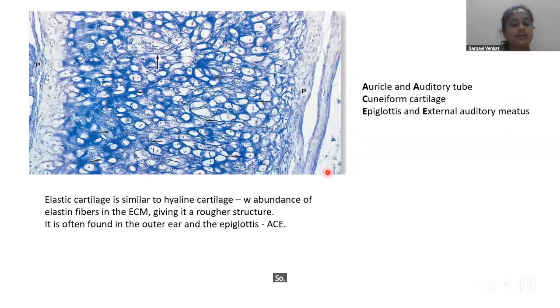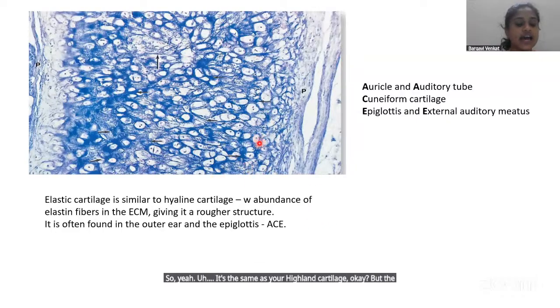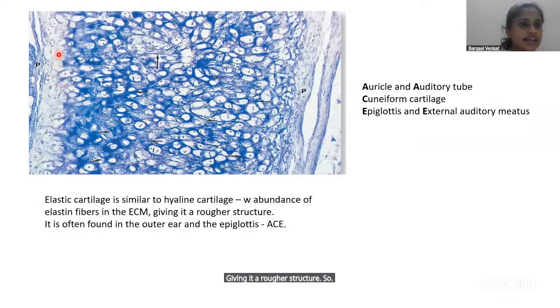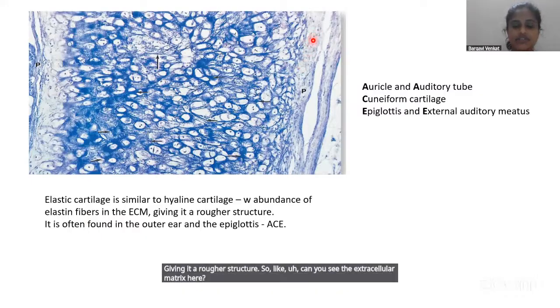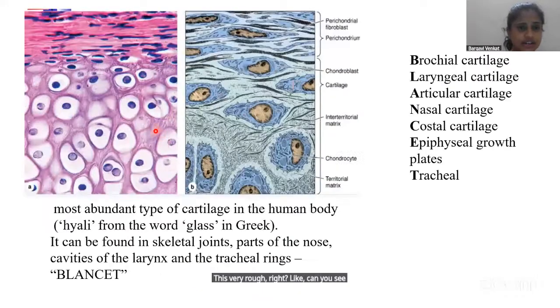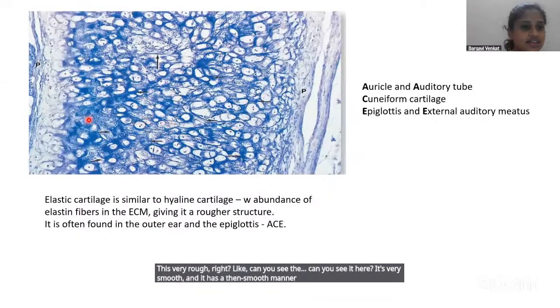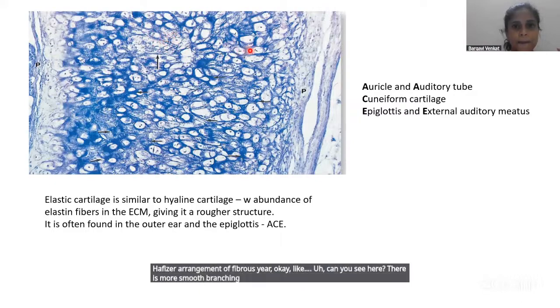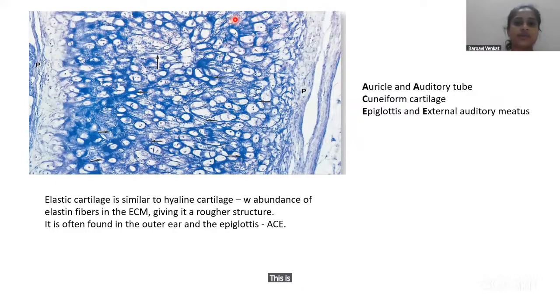So it is the same as your hyaline cartilage, but the major difference is they have an abundance of elastin fibers in the extracellular matrix, giving it a rougher structure. Can you see the extracellular matrix here? It's very rough, right? Here it is very smooth and dense. Whereas here you can see a haphazard arrangement of fibers and smooth branching. This is because of your elastin fibers here, here, here.